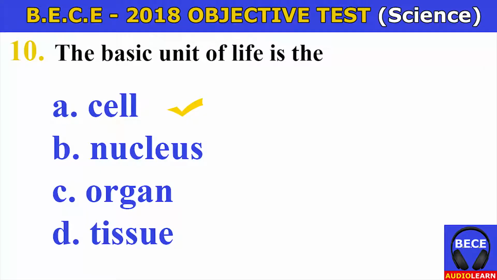Number 10. The basic unit of life is the A. Cell, B. Nucleus, C. Organ, D. Tissue. And the answer is A. Cell. The basic unit of life is the cell.